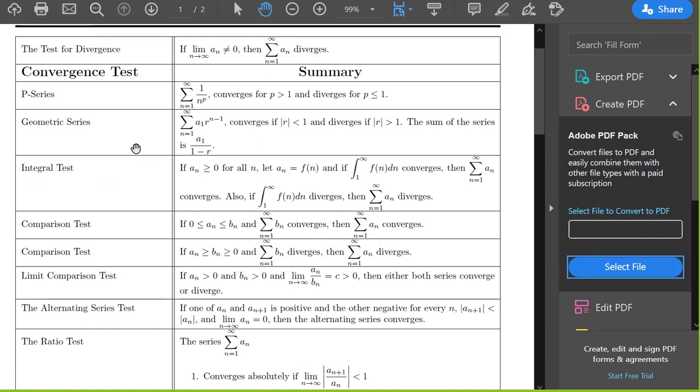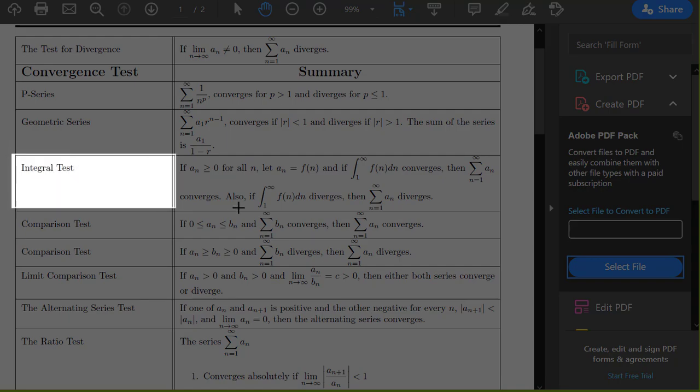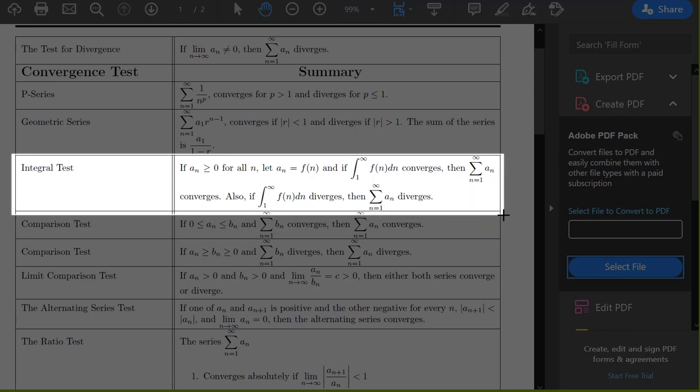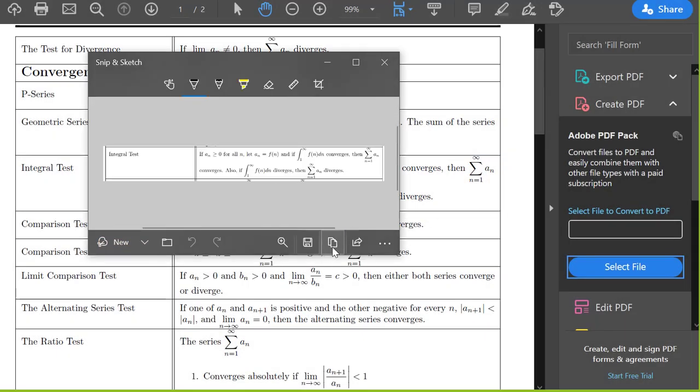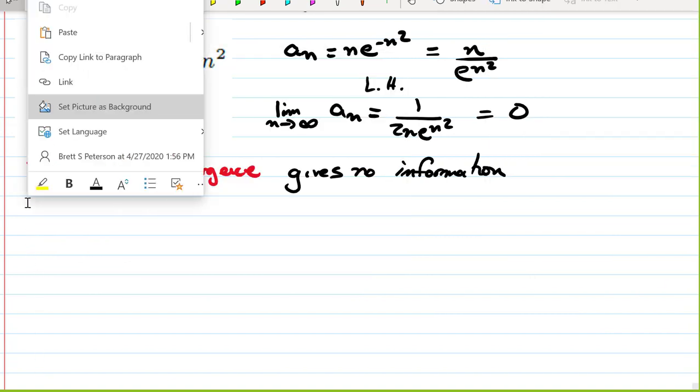And it's not a p-series, it's not geometric, but our a_n's are all positive, and since the e to the negative n squareds are going to dominate, it is going to be decreasing. So the integral test may be helpful. So our integral test states the following.